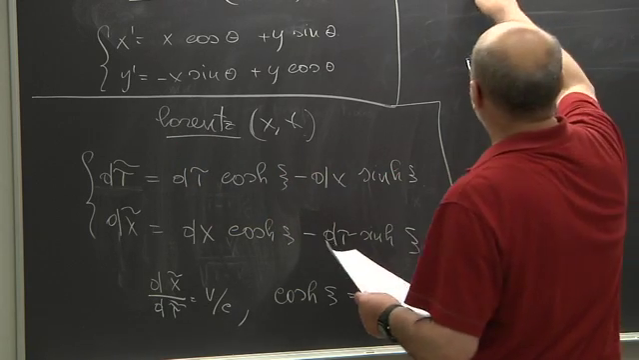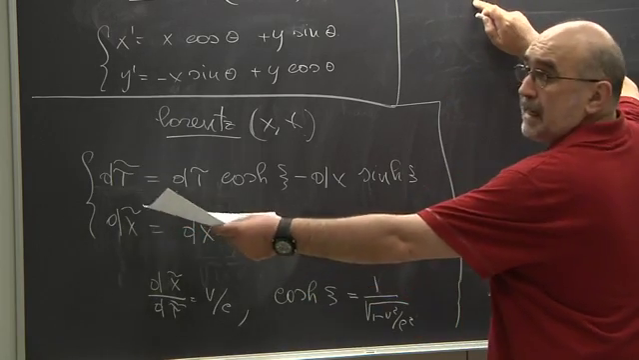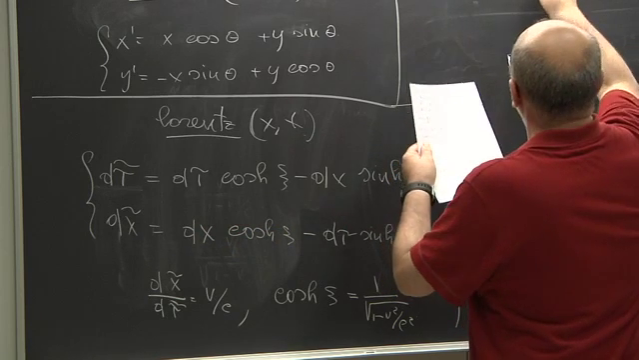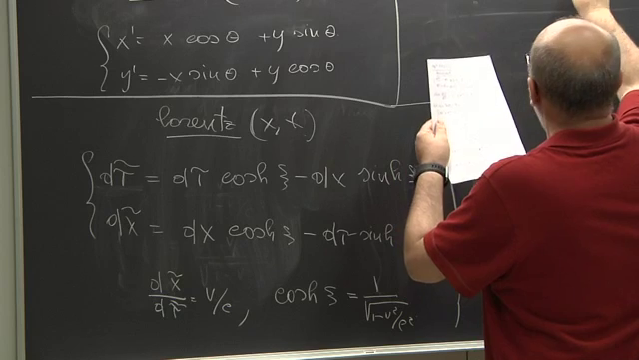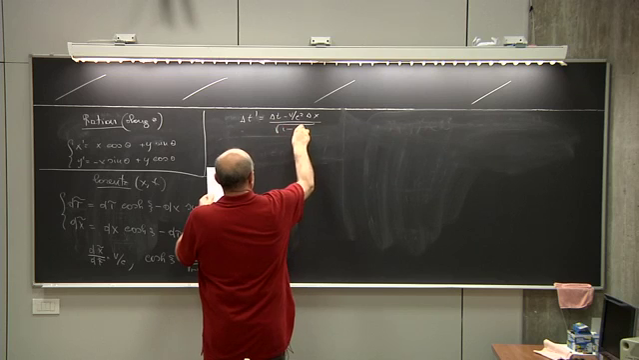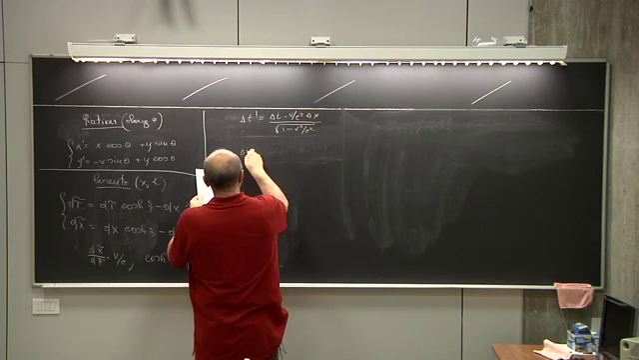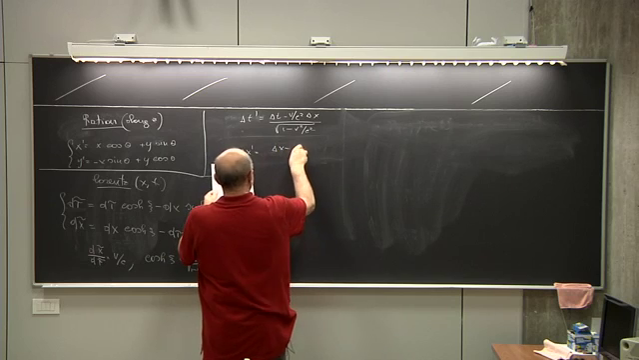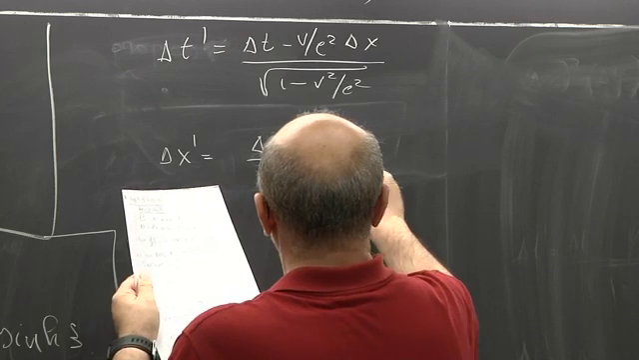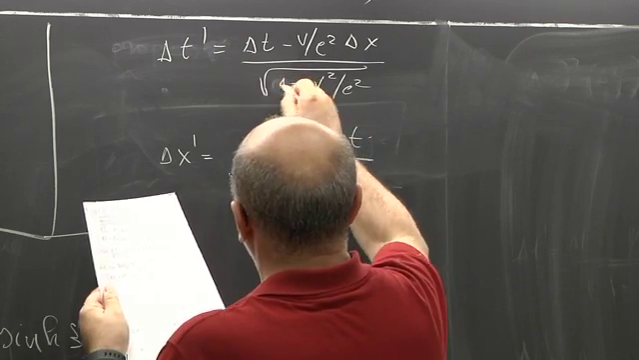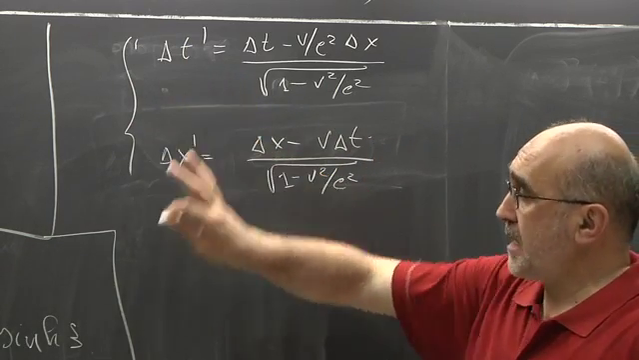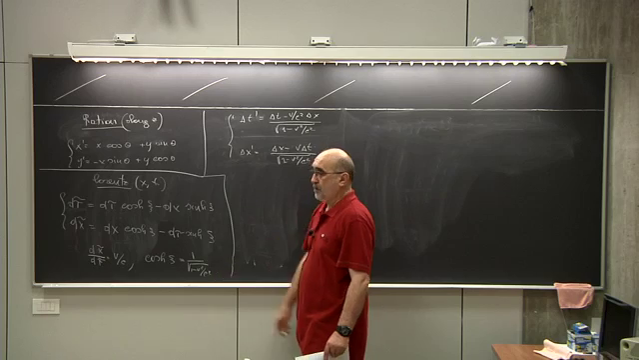The usual standard Lorentz transformation for an interval of time, here I call it differential, but you can call it delta t or delta x. So delta t prime we know was delta t minus v over c squared delta x, over the square root of 1 minus v squared over c squared, and delta x prime is equal to delta x minus v delta t, over the square root of 1 minus v squared over c squared. Remember, this is the Lorentz transformation. The homework was to prove that this can be written in this form once you use this formula.